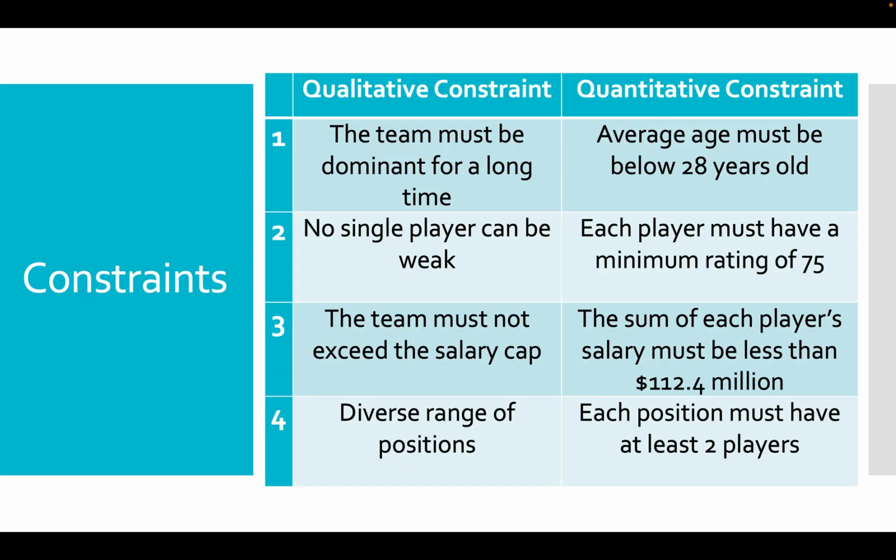So here are the constraints. The first one is that the average age must be below 28 years old because we want the team to be dominant for a long time. And then each player must have a minimum rating of 75, and that is taken from the NBA 2K data, and this is because we don't want a single player to be weak. And then the third constraint is that the sum of the players' salaries must be less than $112.4 million, which is the salary cap. And the final constraint is that there must be at least 2 players from each position because we want a well-balanced team with a diverse range of positions.